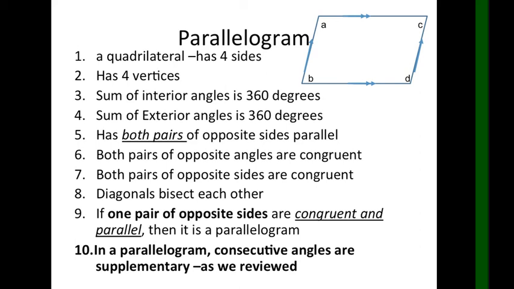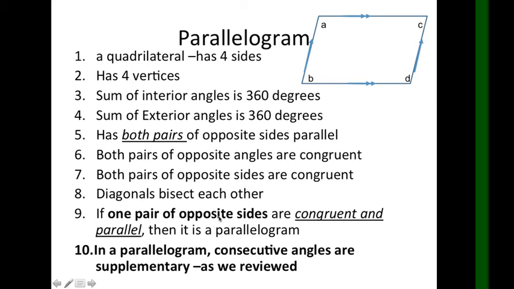Have four vertices. Sum of the interior angles is 360 degrees. Sum of the exterior angles is 360. Has both pairs of opposite sides parallel. So, this one is parallel to this one, and this one side is parallel to this one. Both pairs of the opposite sides are congruent. Diagonals bisect each other, so this is diagonal and then that's diagonal. So they bisect each other, or they touch each other.